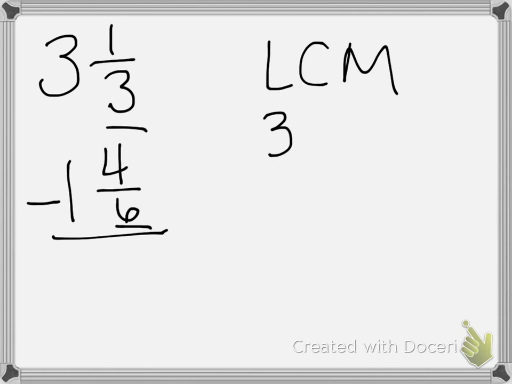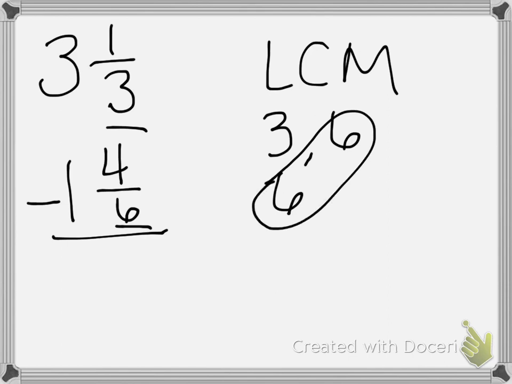So if we list the multiples of 3 and 6, we don't have to go that far. We see that 6 is going to be the least common multiple. That is going to be our denominator.